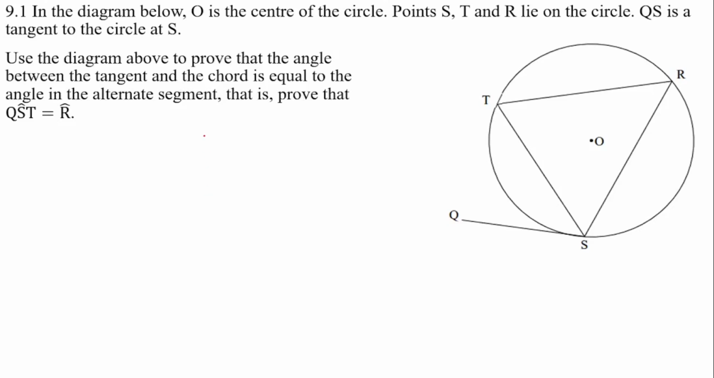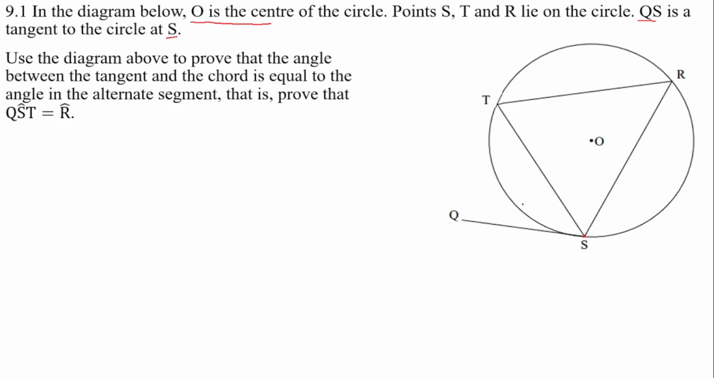Right, welcome back. Let's do question 9.1. In the diagram below, O is the center of the circle. Points S, T, and R lie on the circle. Then QS is tangent to the circle at point S here. Use the diagram alongside to prove that the angle between the tangent and the chord is equal to the angle in the alternate segment.